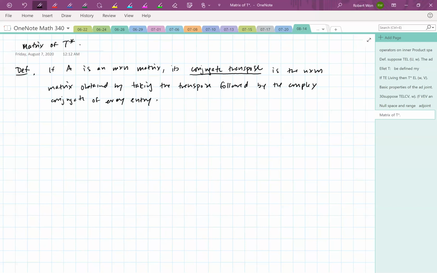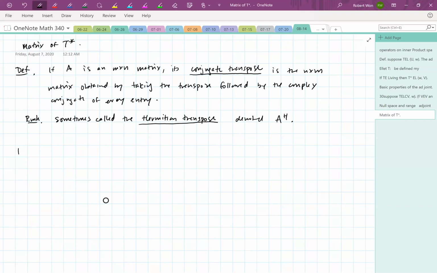This is sometimes called the Hermitian transpose. Although your book doesn't call it the Hermitian transpose, if you see this ever again, that's what it means. It's sometimes denoted with an H, but again, your book doesn't use this notation, so I won't use it. I just want you to know that it exists.